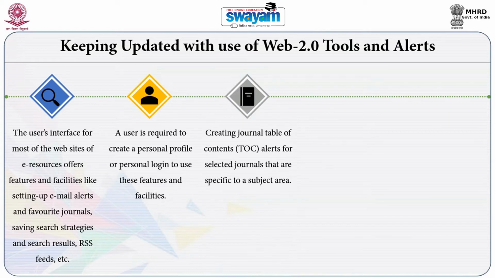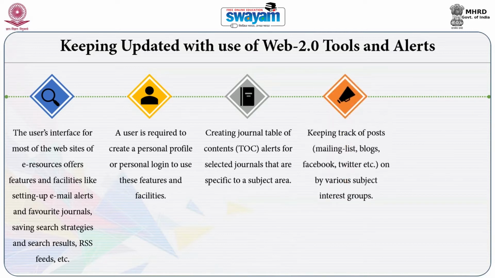Also, one can create a journal table of contents alert for a specific journal. If you are considering a specific journal that is most appropriate for your subject area, you should always create a table of contents alert for it, so whatever new article is published in that journal, you get through an email alert or RSS feed. Also, one can keep track of posts through Facebook, blogs or Twitter, and get updates about the new literature published in that subject area.